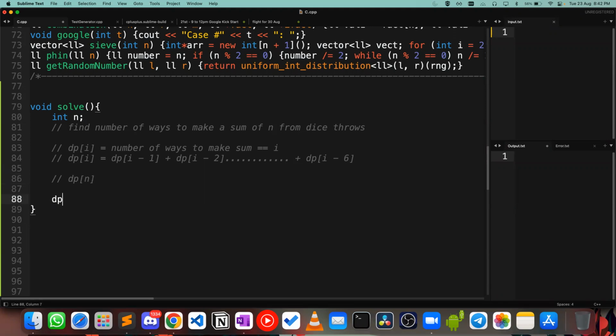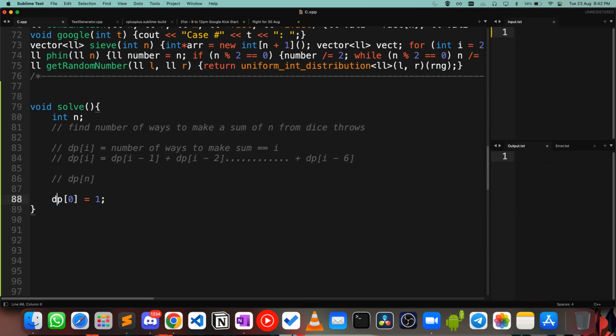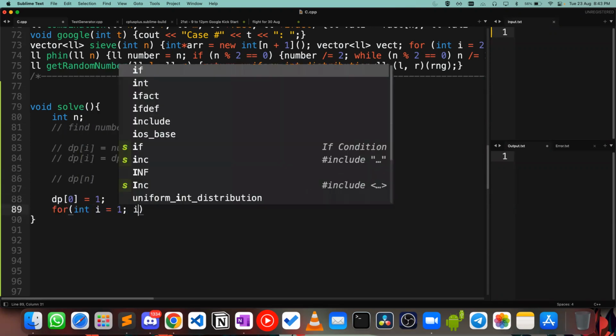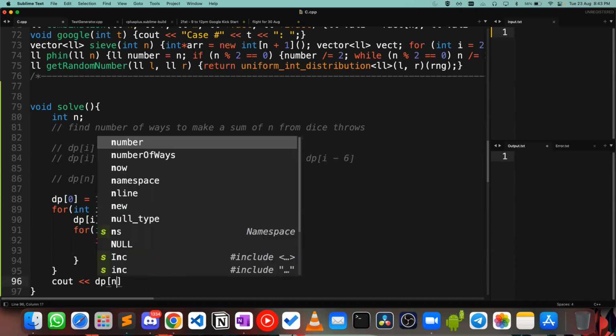Yeah, what we can say is we can start with DP of 0 being equal to 1, because the number of ways to construct a sum of 0 is 1. And then we can directly start from int i equal to 1, i less than or equal to n. And we'll iterate on the dice throws. First of all, DP of i is equal to 0, the number of ways to construct i, and then we'll say DP of i plus equals DP of i minus j. And we'll also check if i minus j is greater than or equal to 0. We do this, and at the end, we just cout DP of n.